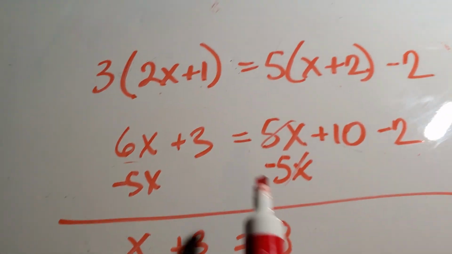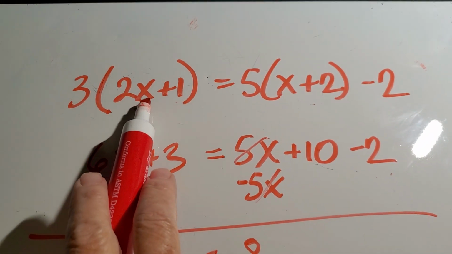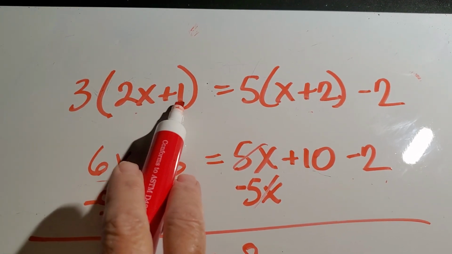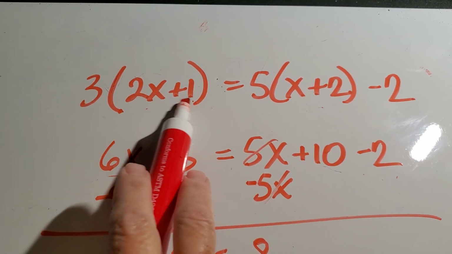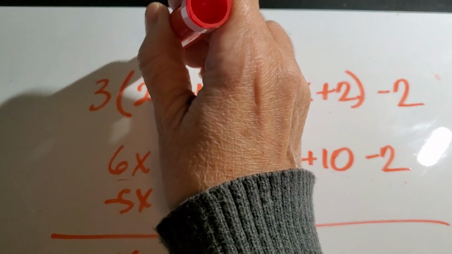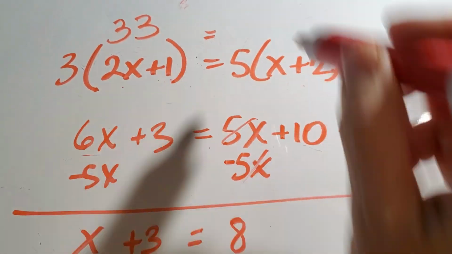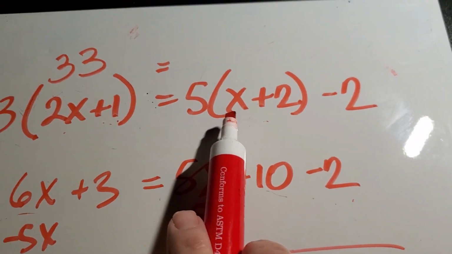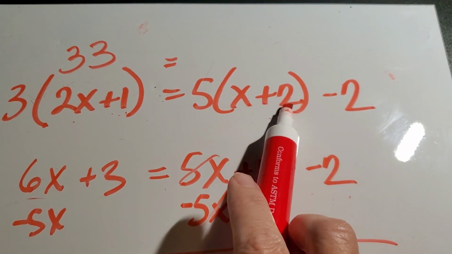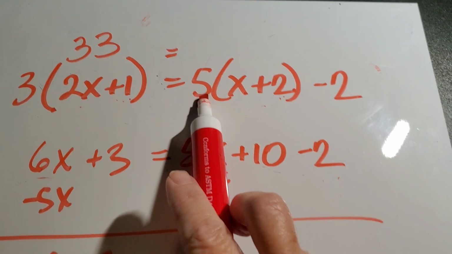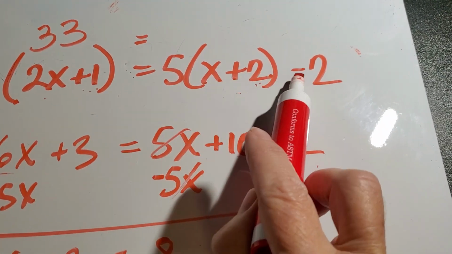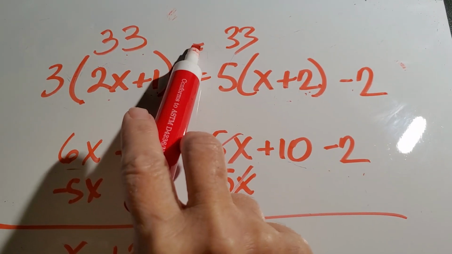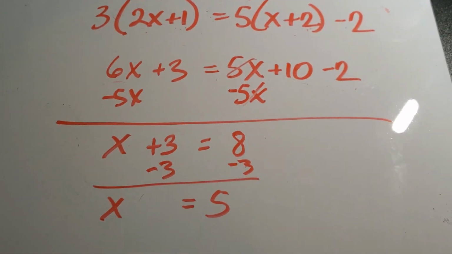If I plugged that back in my original equation, if this was a 5, I would have 2 times 5, which is 10, plus 1 is 11. 11 times 3 is 33. And remember, we figured out that x was 5, so let's plug it in and check it over here too. 5 plus 2, that would make 7, times 5 would be 35, but minus 2 would be 33. And since 33 equals 33, that means that we did the problem right.